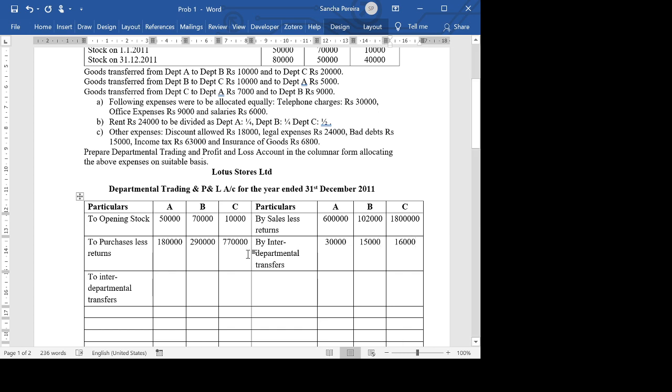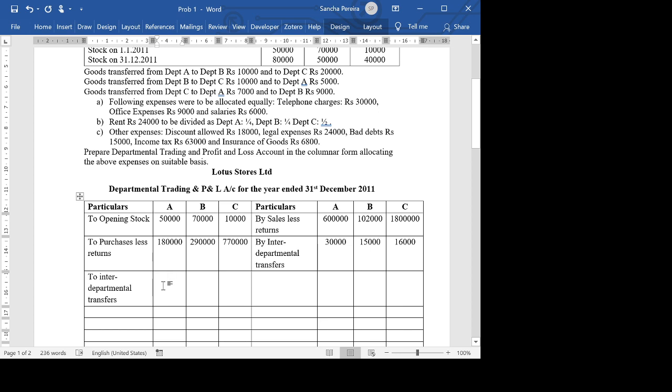Now let's see what they have received. A has received from, now we need to see from whom A has received. Here A is receiving from B. How much is A receiving from B? A is receiving 5,000, and A is also receiving from C 7,000. Look very carefully. A is receiving from B 5,000 and from C 7,000.